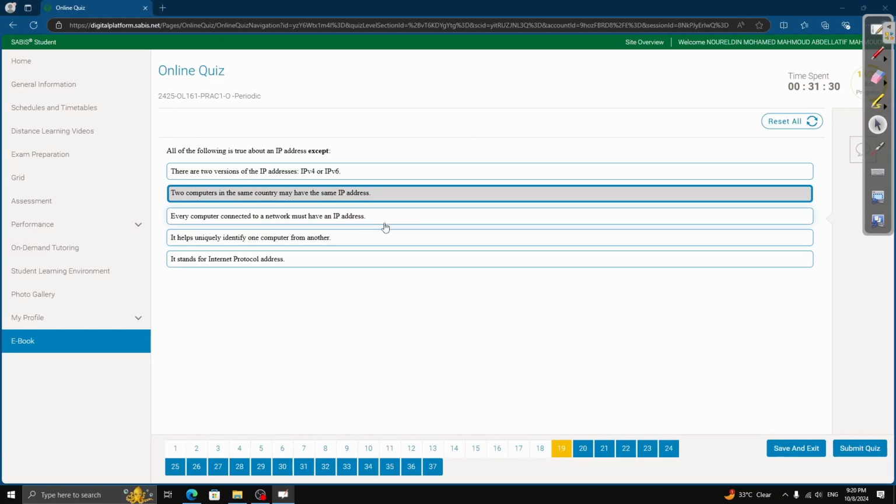Every computer connected to a network must have an IP address. This is true, and it also allows computers to be identified from one another. It is also called the Internet Protocol address.